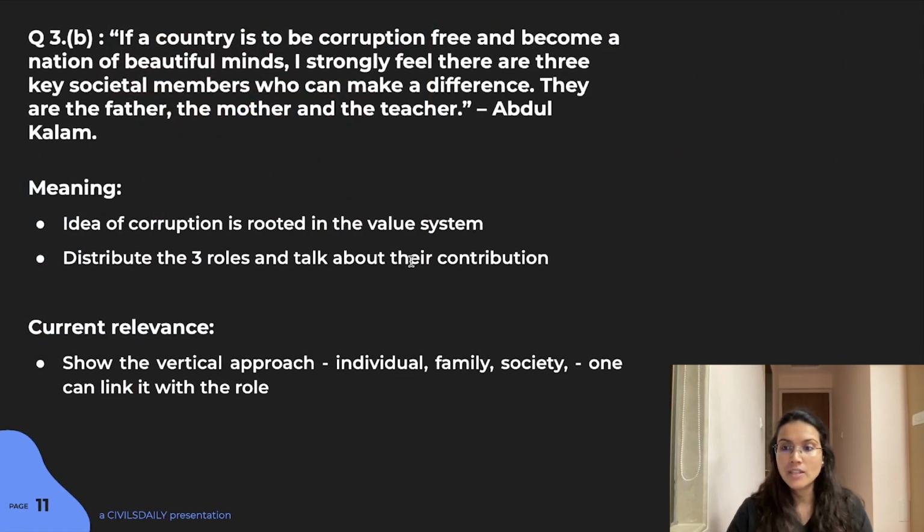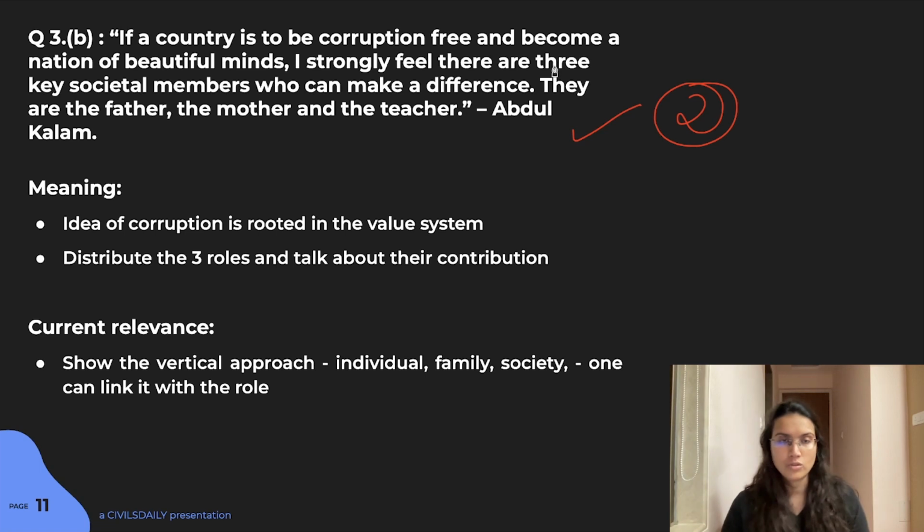The next quote that we're going to talk about is with respect to corruption. Now, it's a quote by Abdul Kalam, and in fact, I think it's the second quote over the years that has come by Abdul Kalam. There was another quote-based question by Abdul Kalam earlier also.